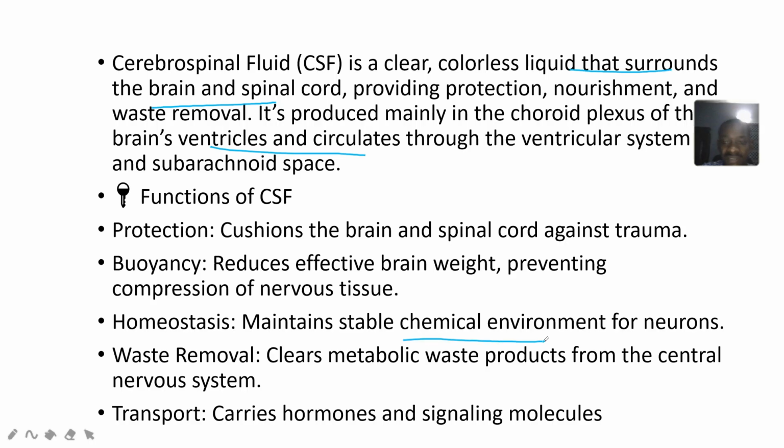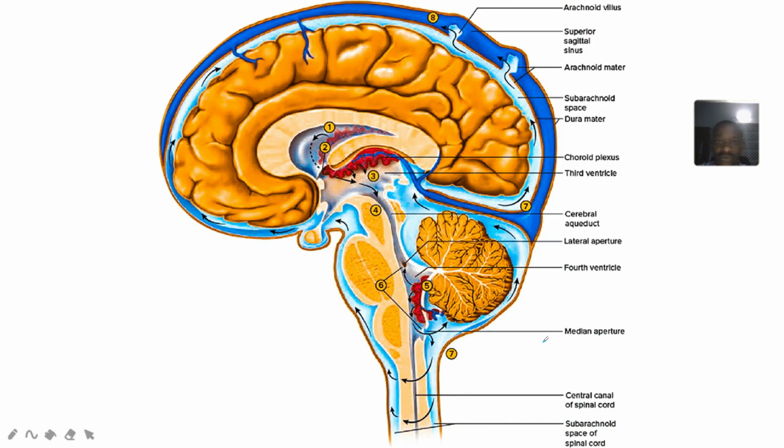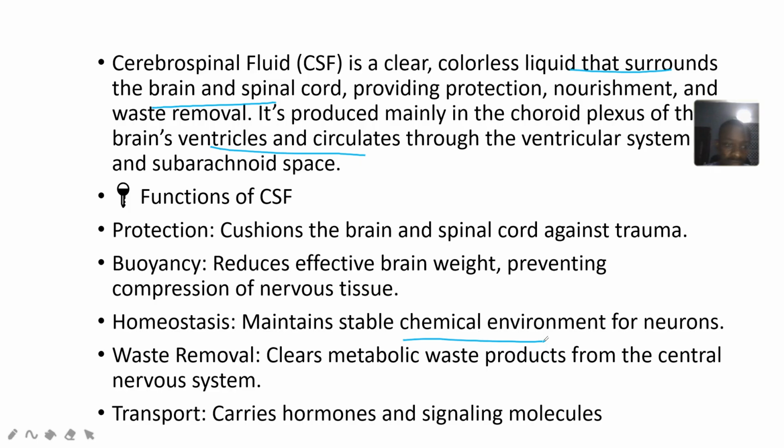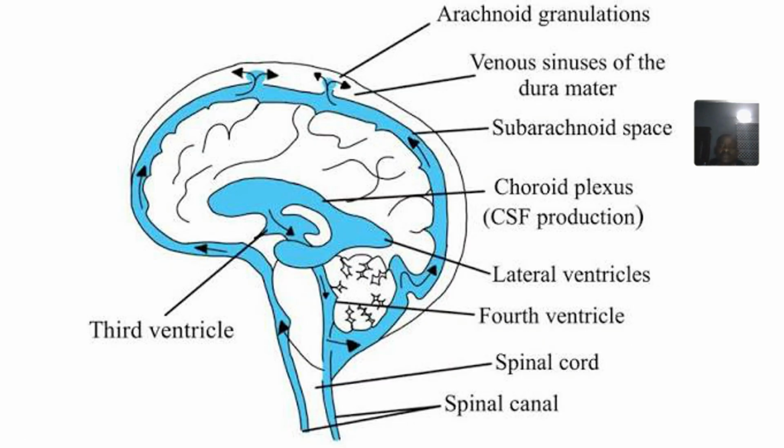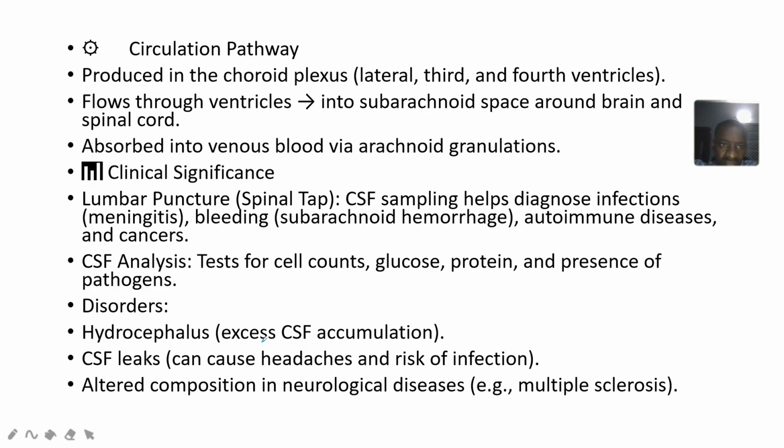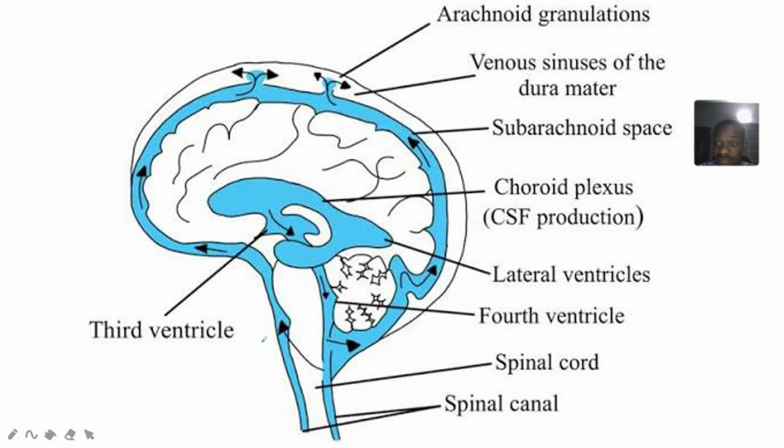Homeostasis makes it that there is a good environment for all the neurons and the brain and everything. Waste removal also clears all those metabolic waste from the central nervous system. Transport also carries all those hormones and signaling molecules. So circulation pathway, of course.